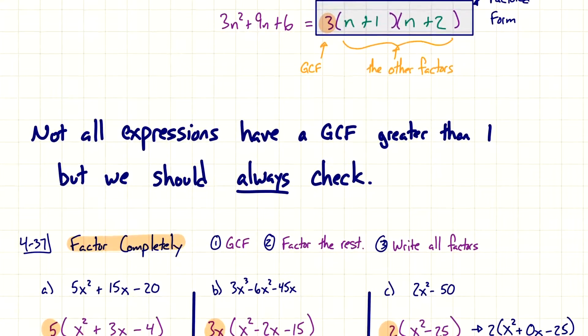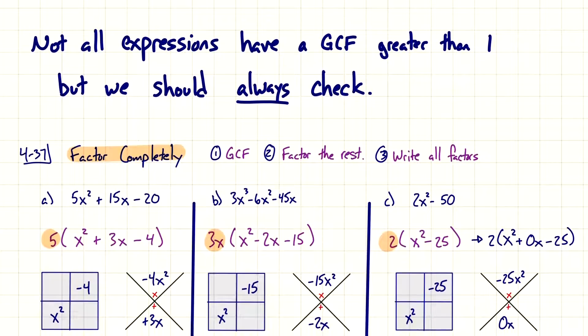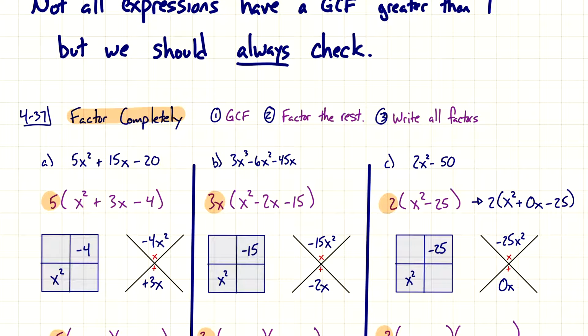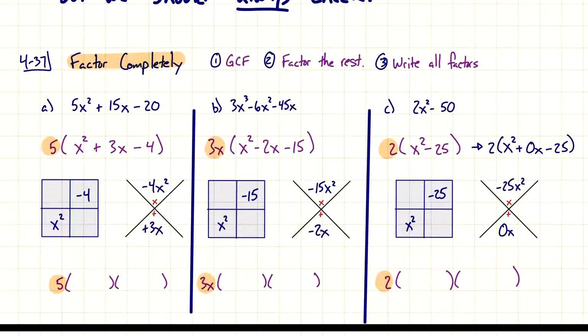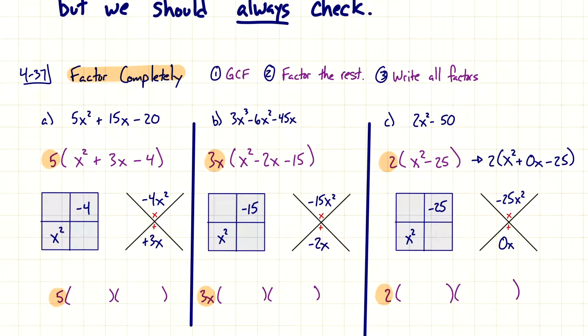And so here are a few for you to practice. I've started these for you, but I will let you finish these. And I've kind of made a note here. When we are factoring completely, first thing is check for greatest common factor. Second thing is factor the rest. And then step 3 is write all the factors.